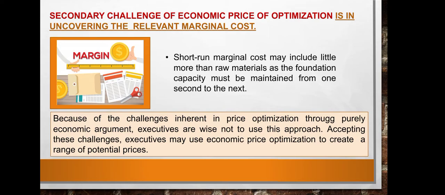Because of the challenges inherent in price optimization through purely economic argument, executives are wise not to use this approach. Accepting these challenges, executives may use economic price optimization to create a range of potential prices. So, as the text said, some executives do not use this approach as it has a lot of challenges that may affect the firm. So they just use this approach to create a range of potential prices.